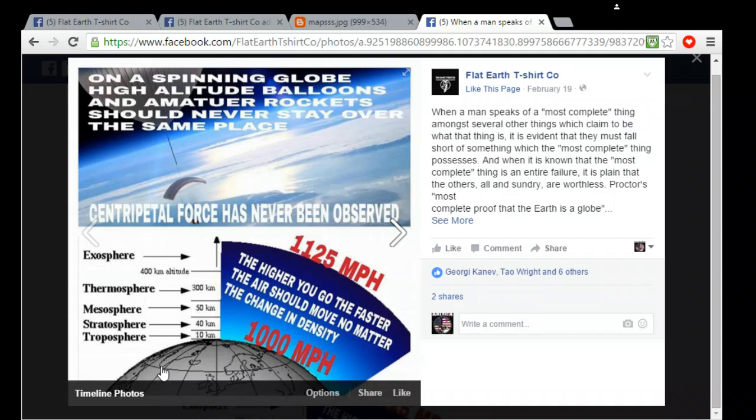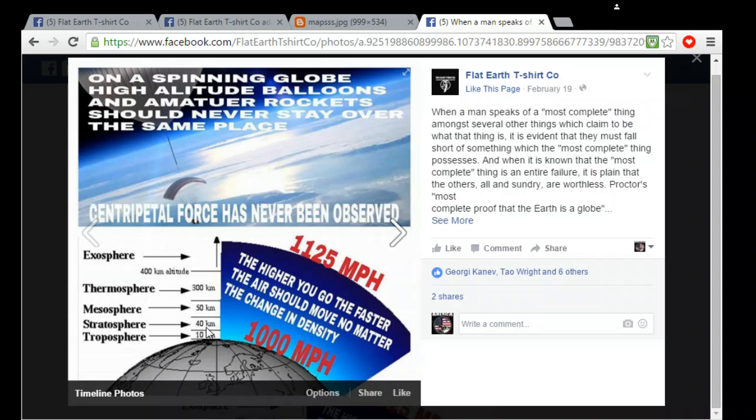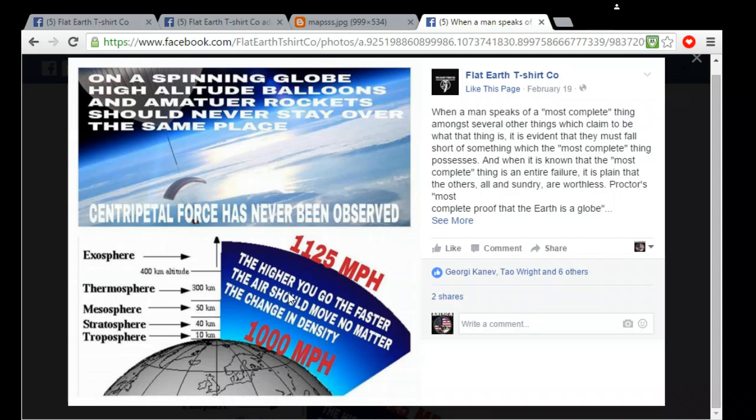Now, here's the funny thing. You ever see those weird pictures where they show the heavens and they show everything spinning above it? That's actually very interesting because over here, and I'll read this too, it says, in a spinning globe, high-altitude balloons and amateur rockets should never stay over the same place. Centripetal force has never been observed. Troposphere starts at 10 kilometers above the Earth, which I think is at 73, 74 miles above. Stratosphere, the so-called wind, is at 40 kilometers. Mesosphere, 50 kilometers. Thermosphere, 300 kilometers. Exosphere, 400 kilometer altitude. And supposedly it's between 1,000 and 1,125 miles an hour as you reach outside the exosphere.